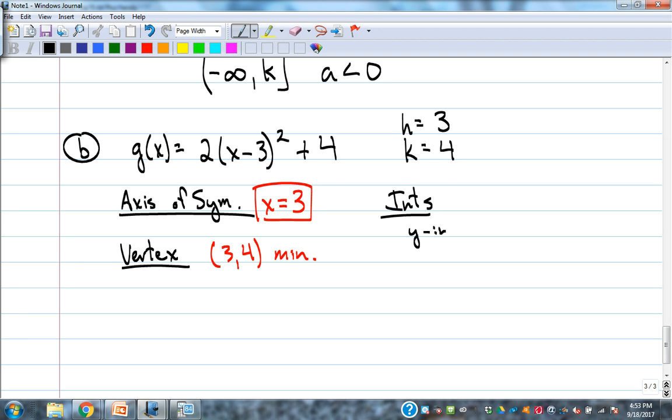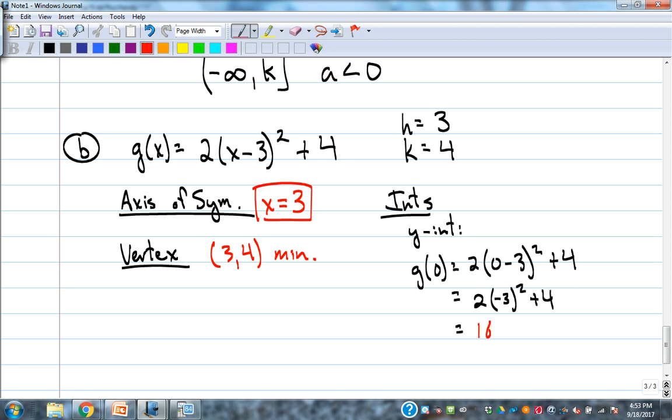Y-intercept. Pretty easy, right? Maybe. g of 0 here. Plug it into the function. Work it out. It'll be 2 times negative 3 squared plus 4. Negative 3 squared is 9. 9 times 2 is 18. Plus 4 is 22. So (0, 22).